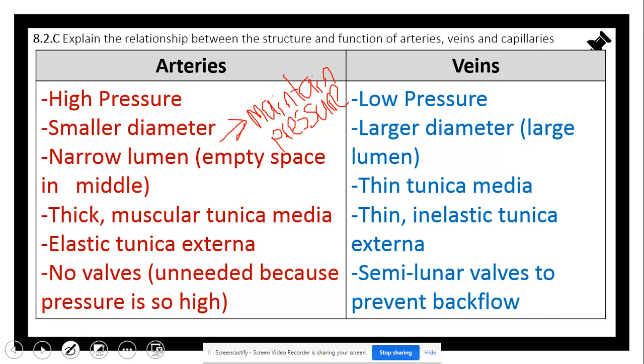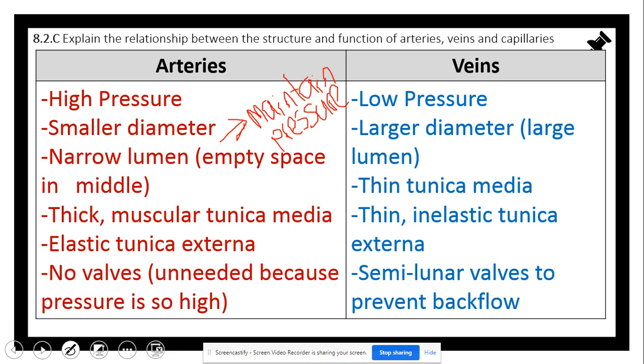Really thick, muscular tunica media, elastic tunica externa. So when you feel your pulse in your neck, that's the wall of that artery stretching. So really strong, really stretchy walls. And no valves, because the pressure is so high that you're not worried about backflow.